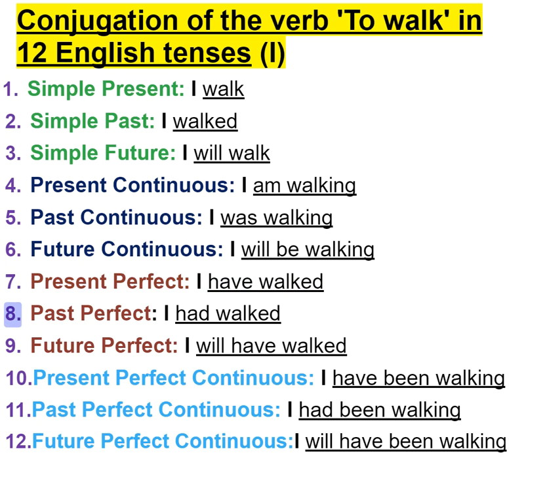8. Past perfect, I had walked. 9. Future perfect, I will have walked. 10. Present perfect continuous, I have been walking. 11. Past perfect continuous, I had been walking. 12. Future perfect continuous, I will have been walking.